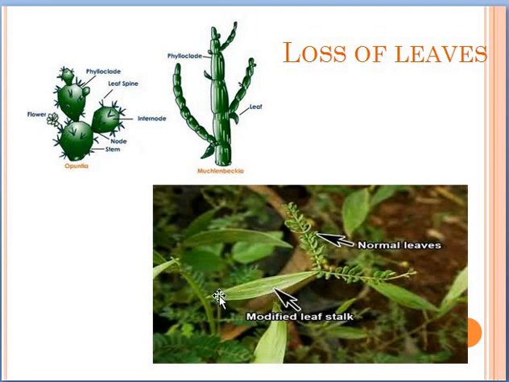So this is the leaf stalk. This leaf stalk is changing into a leaf-like structure, and these are the normal leaves. While they grow, this normal leaf will completely fall off, and the plant will be doing photosynthesis by using this leaf stalk. So this is known as phylloclade and phyllode. This is the phylloclade and phyllode adaptation. You're not learning those names, you just need to go with this title. So this is another kind of adaptation.